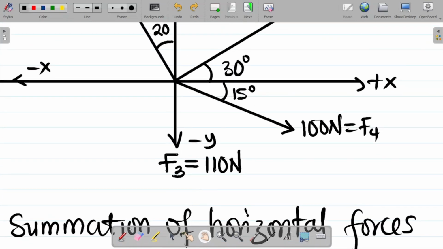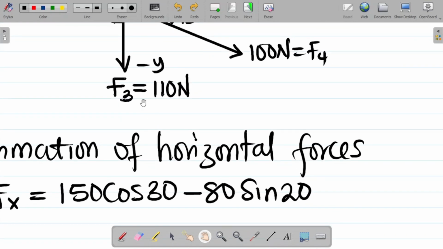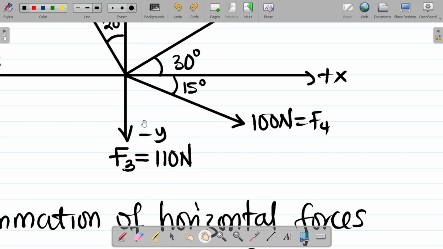Why is it so? Well, the idea is simple. For this, the angle between the force and the horizontal is 90 degrees. And if I take cos 90, cos 90 gives you 0 as your answer. So when you punch cos 90, you have your answer as 0. That's why we say there will be no horizontal component. In essence, the horizontal component for F3 does not exist, because F3 lies perfectly vertical. So it will have no horizontal component.